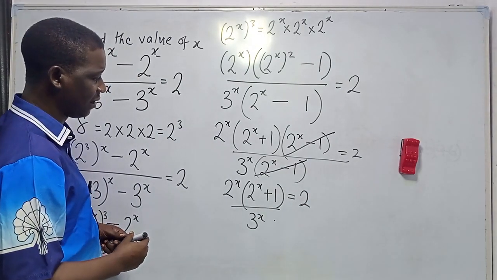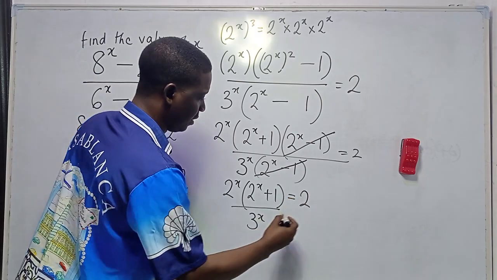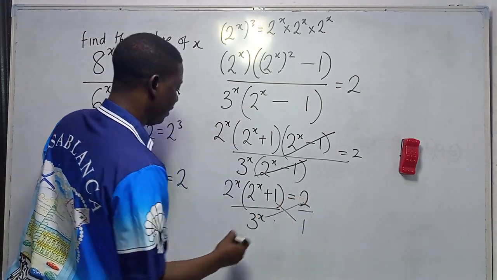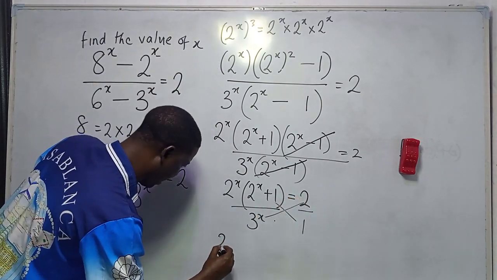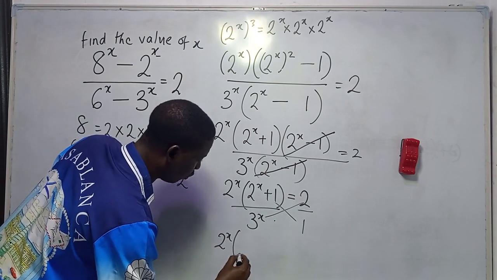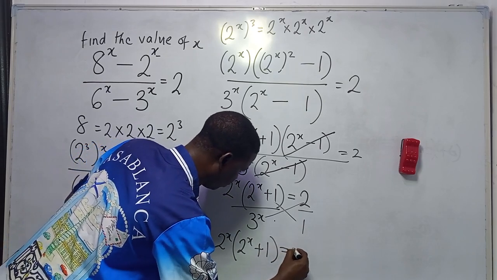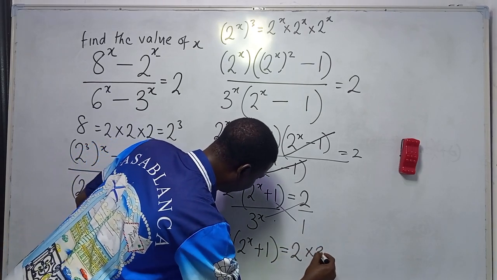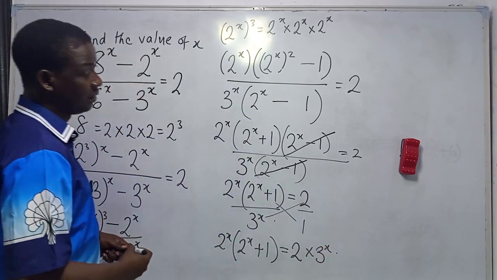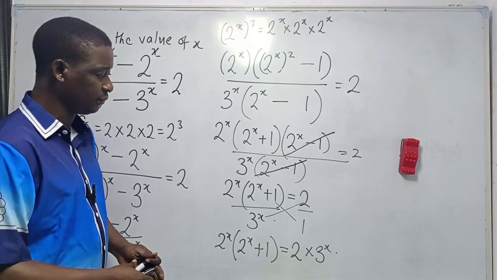Now, when we get here, what we'll do is to cross multiply. So if you do that, I would have 2 raised to the power x into bracket what? 2 raised to the power x plus 1 equal to what? 2 times 3 raised to the power x.